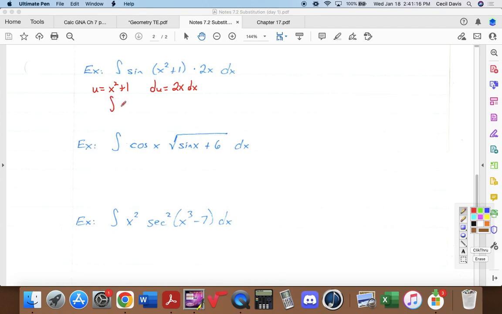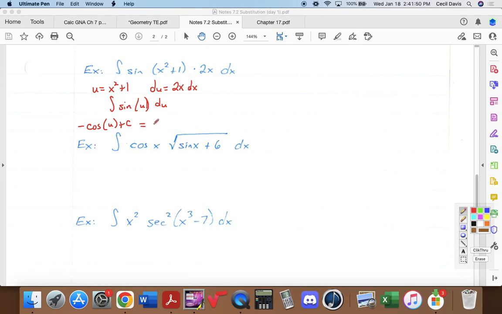So I've got the integral of sine of, instead of x squared plus 1, we're going to write sine of u. And instead of 2x dx, we're going to write du. That is now simpler to look at than the initial one was. What's the antiderivative of sine? Negative cosine. So this is negative cosine of u plus a constant.